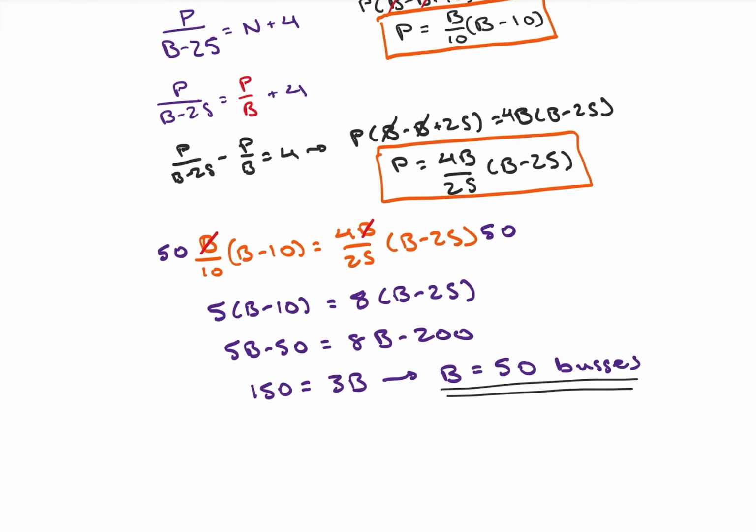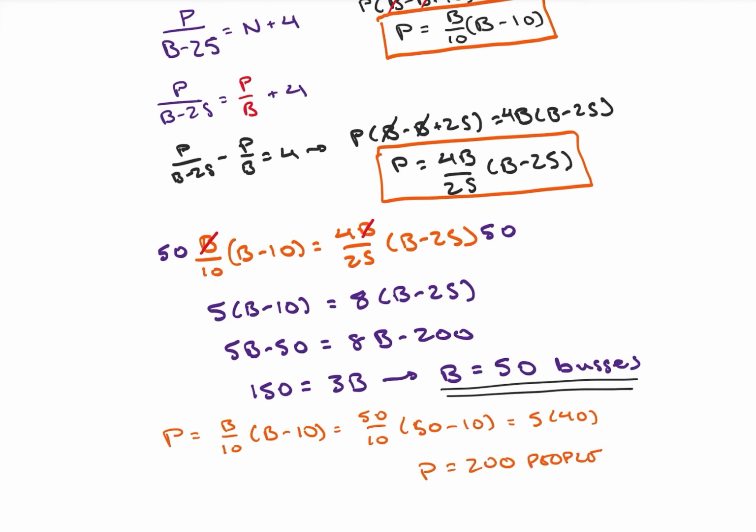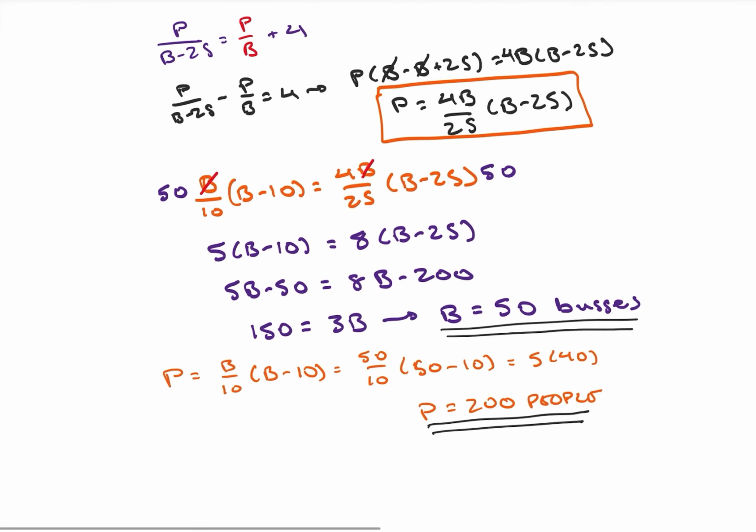Now we can just go ahead and plug that number into our original equation for our buses. So we had B over 10 times B minus 10, people as a function of the original number of buses, which is going to give us 50 over 10 times 50 minus 10, which is going to be 5 times 40. So our original number of people is 200. So what we've just done is we found the original number of people and the original number of buses when we departed. And these are our two answers.